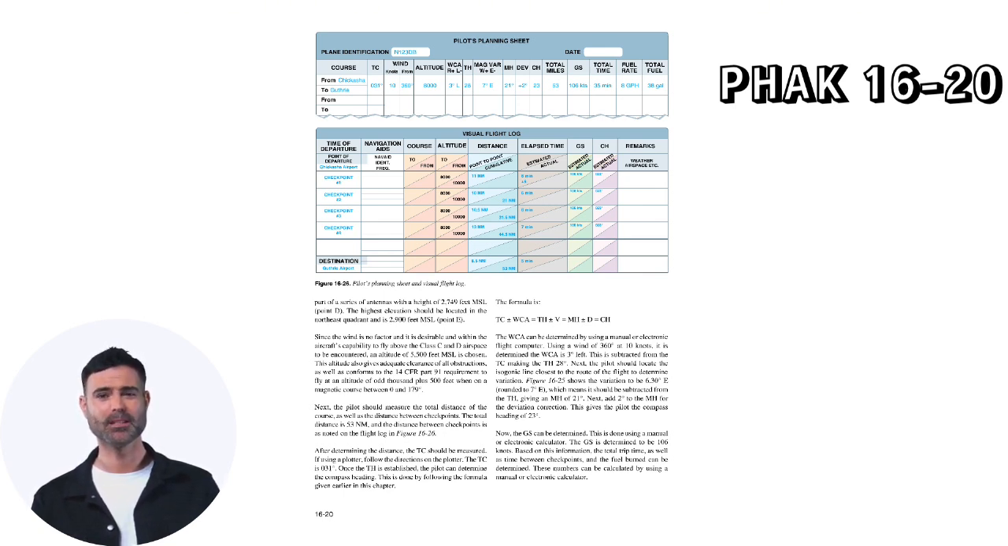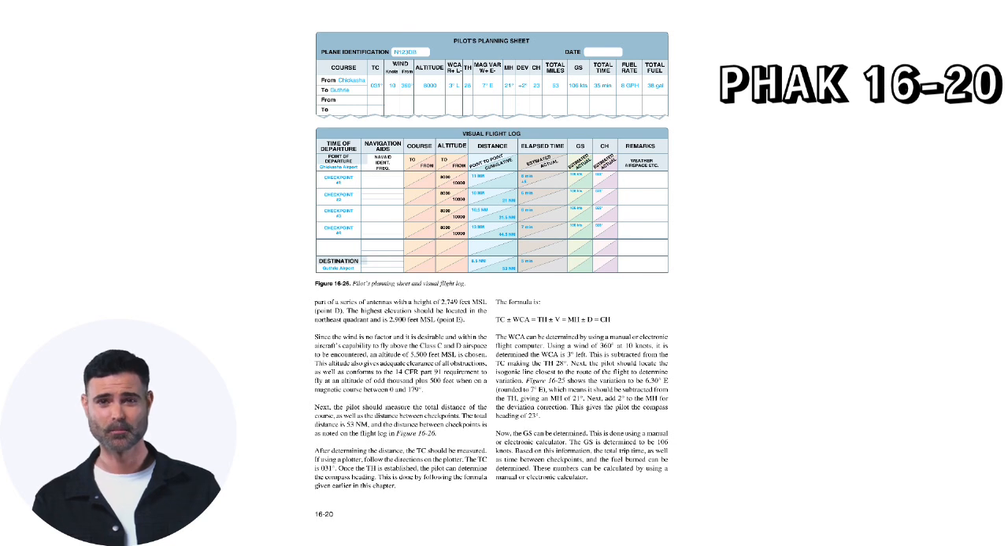The formula is TC plus or minus WCA equals TH plus or minus V equals MH plus or minus D equals CH. The WCA can be determined by using a manual or electronic flight computer. Using a wind of 360 degrees at 10 knots, it is determined the WCA is 3 degrees left. This is subtracted from the TC, making the TH 28 degrees.